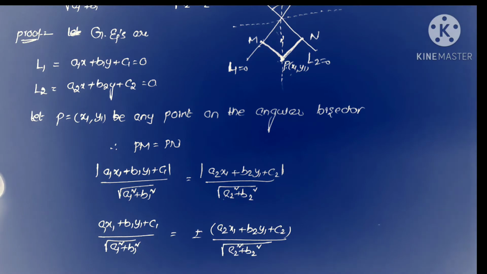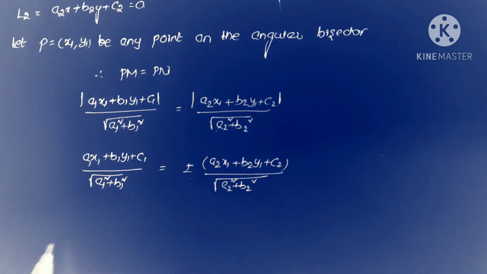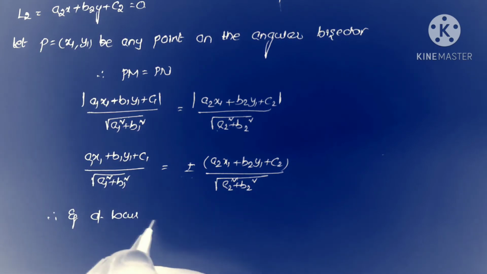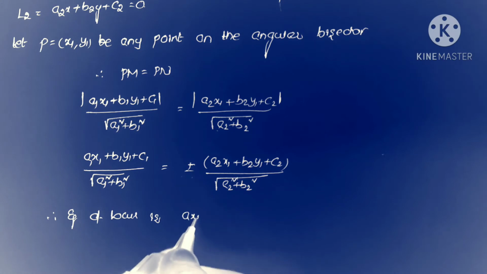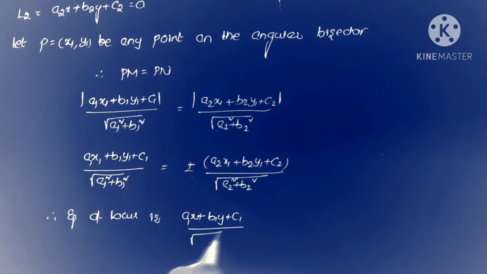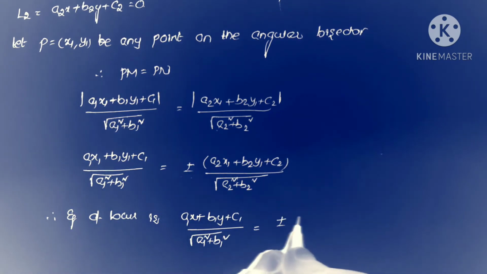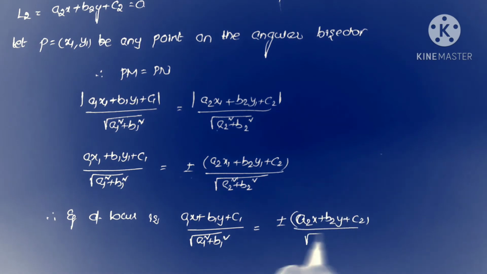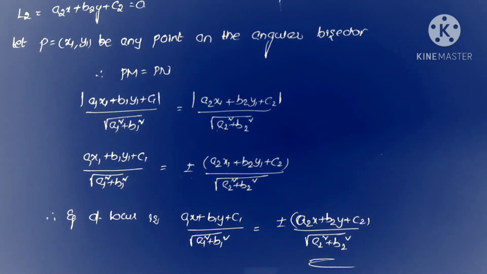Now we want the equation of locus. Next we write the equation of locus. Therefore, the equation of locus is (a1x + b1y + c1) / root over (a1 square + b1 square) equals plus or minus (a2x + b2y + c2) / square root of (a2 square + b2 square). So this is the equation which is used to find the equations of the angular bisectors.